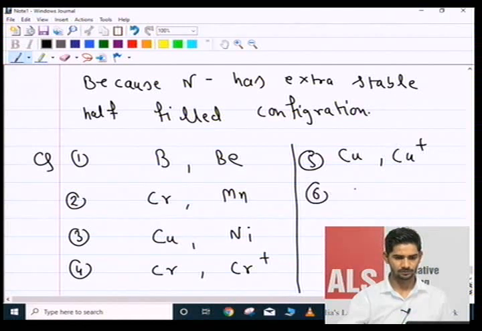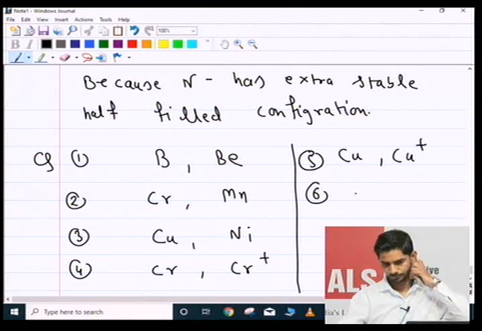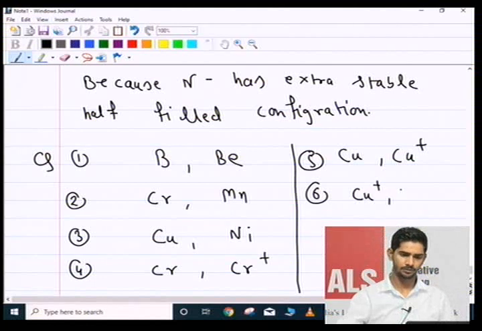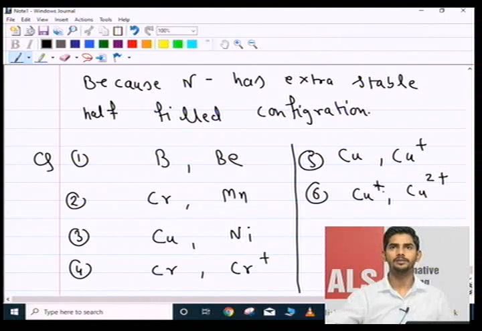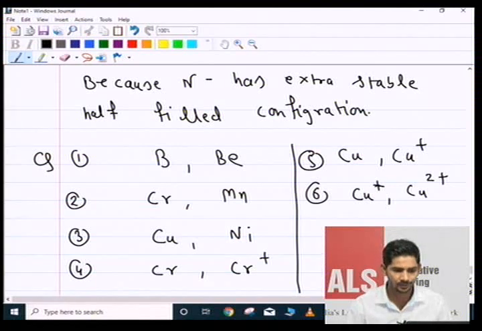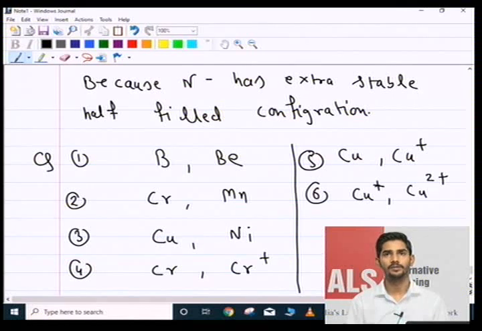Number 6, Cu plus with Cu2 plus. Yeah, this is the homework for you guys. You have to compare the ionization enthalpies for these 6 questions. Okay. In the next class, I'll start with these 6 questions. First of all, you have to attempt all those questions. I want to see your answers, and after that, I'll start explaining.